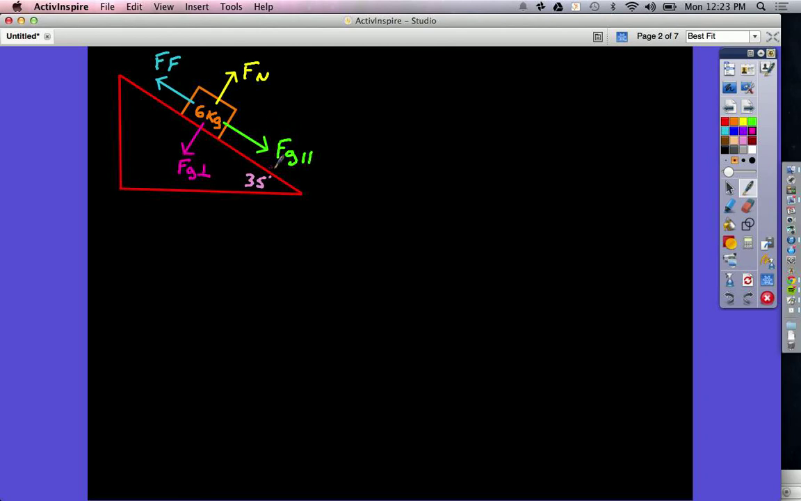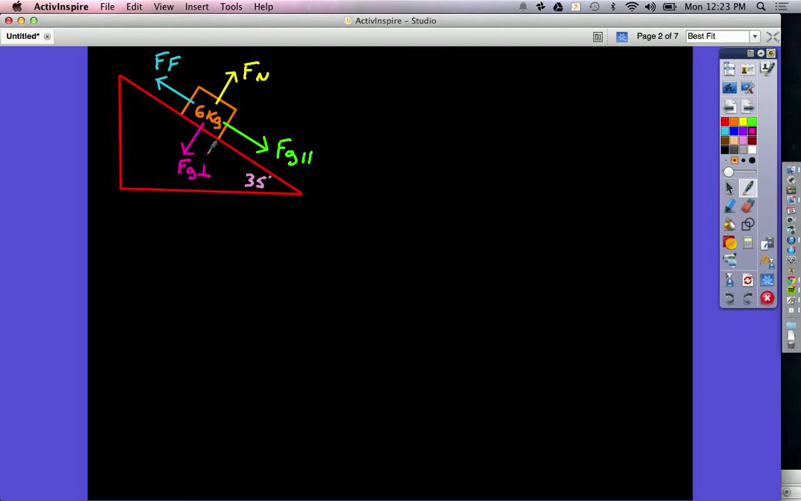And we've got force of gravity parallel that pulls down the hill. The normal force is perpendicular, going upward. The force of friction pulls back into the left, trying to stop this block from sliding. And the force of gravity perpendicular is the force that pushes into the hill.